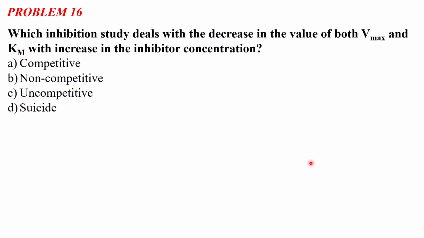Both a decrease of the value of Vmax and Km. I will give you some time. Think and let me know in the chat box, A, B, C or D, which of the following is the correct answer? Which inhibition study deals with the decrease of the value of both Vmax and Km with the increase of inhibitor concentration?